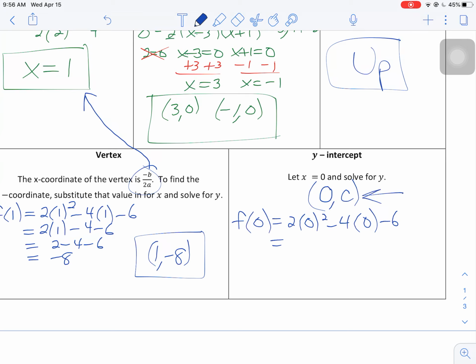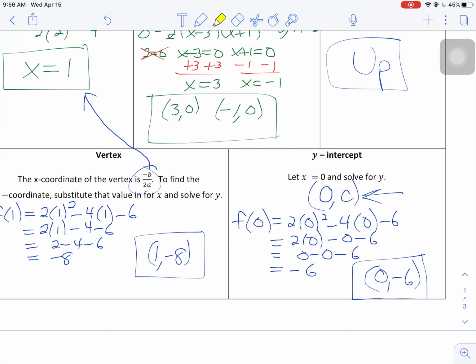Here's why. When I plug 0 in, 0 squared is 0. Negative 4 times 0 is 0. Back up in the front, 2 times 0 is 0. So everything cancels out except for the c value in the back. And then make sure we're writing our y-intercept as an ordered pair, x comma y. So if you want to just use the shortcut and know that it's always the c value when you're in standard form, you can do that.